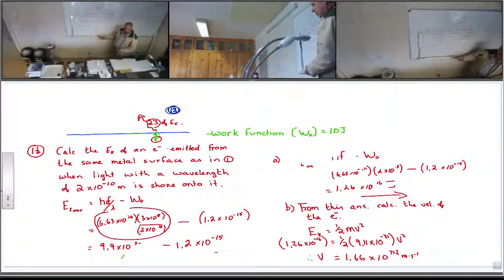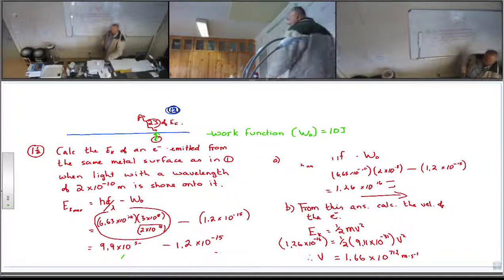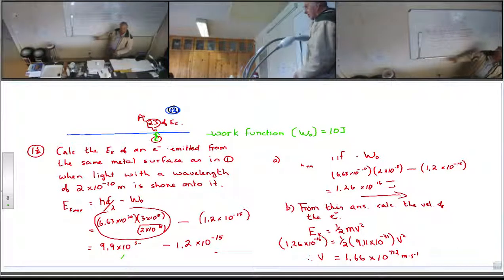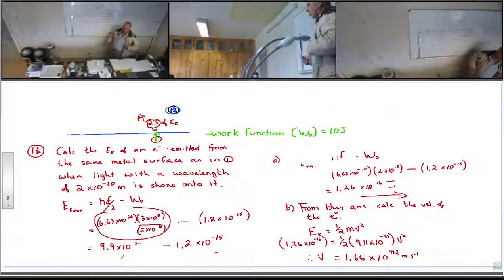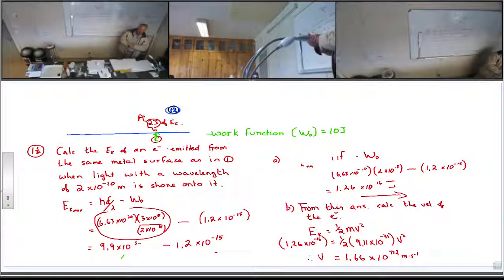You're going to get a negative answer. Doesn't matter what it is. Your calculator can't handle it. Okay. But the main thing you would need to say, the answer is negative. Therefore, the energy of the photon is insufficient to overcome the work function, and the electron will not be emitted. Right. Any questions on this?